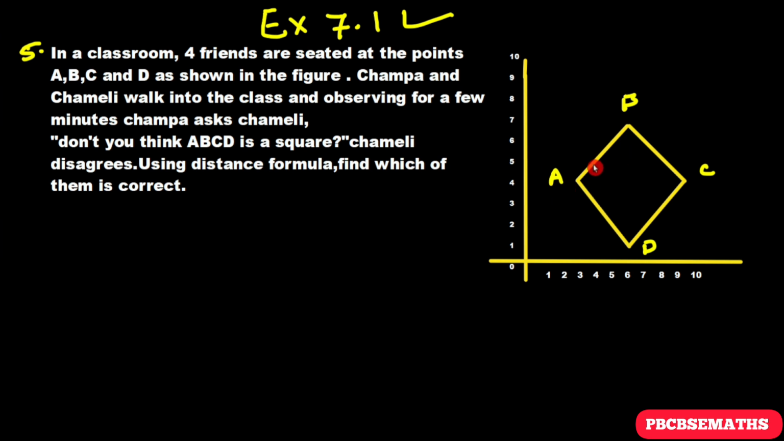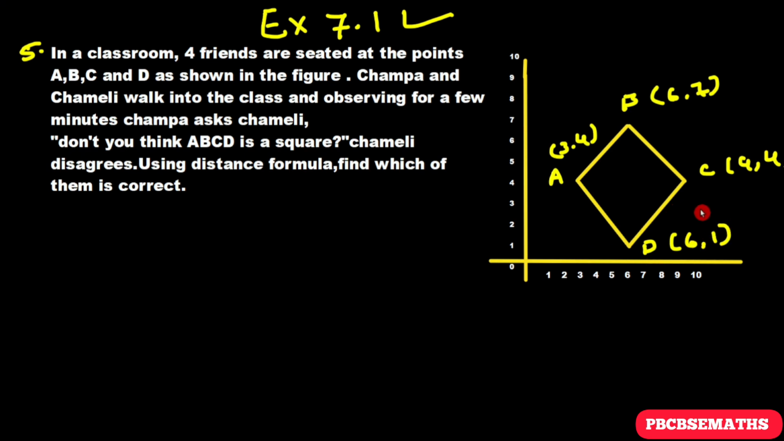So here we have 4 points in this figure. The coordinates of A are 3 comma 4, so let's write that. Coordinates of A are (3, 4), coordinates of B are (6, 7). Now coordinates of C are (9, 4). At last, coordinates of D are (6, 1).